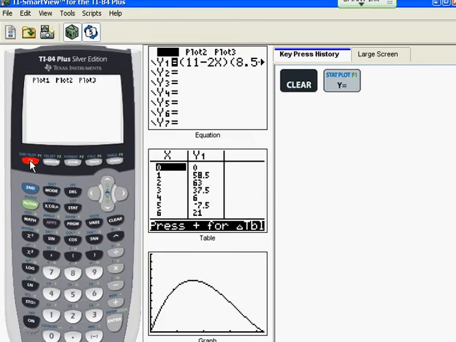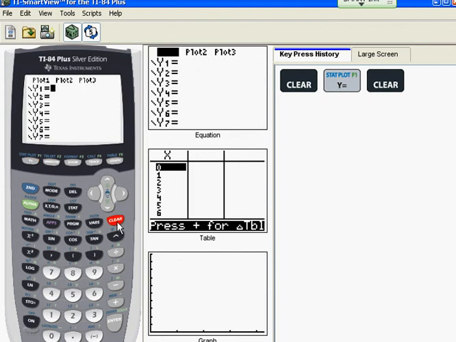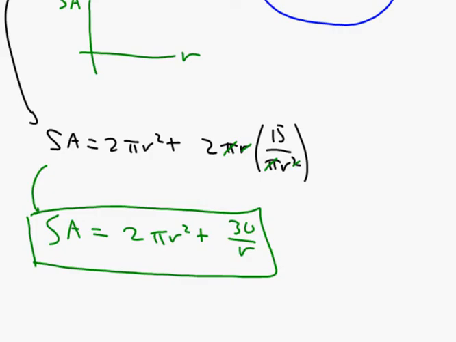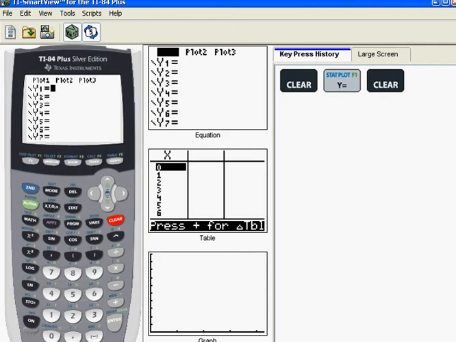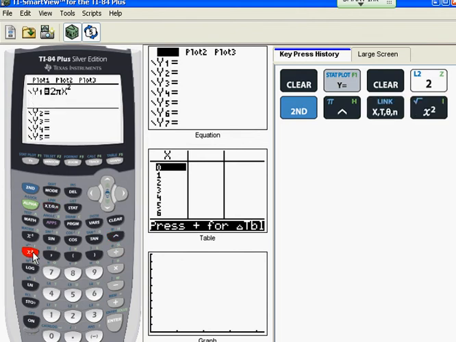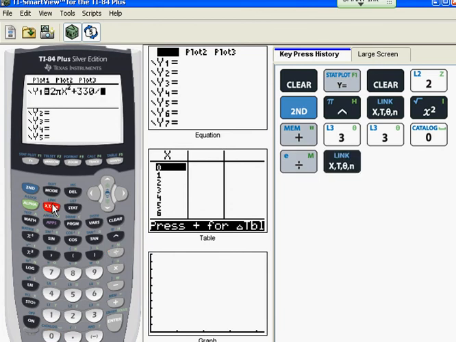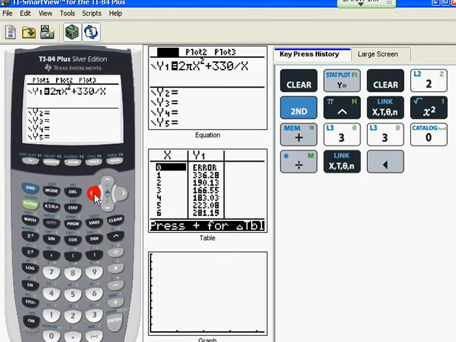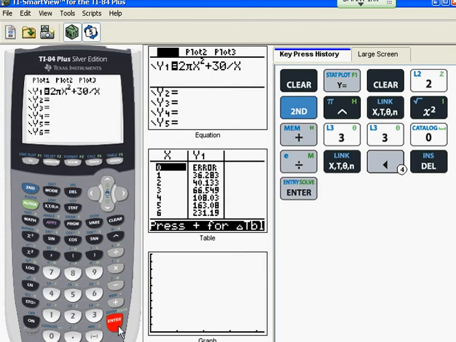We're going to go to y equals, get rid of the function that's there, and we're going to type in that new function. Just in case we forgot it, there it is: 2 pi r squared plus 30 divided by r. So 2 pi x squared, x is going to act like r here, plus 30 divided by x. Oops, that's 330. Hold on, I got to get rid of one of those 3's there. Delete, enter. There we go.